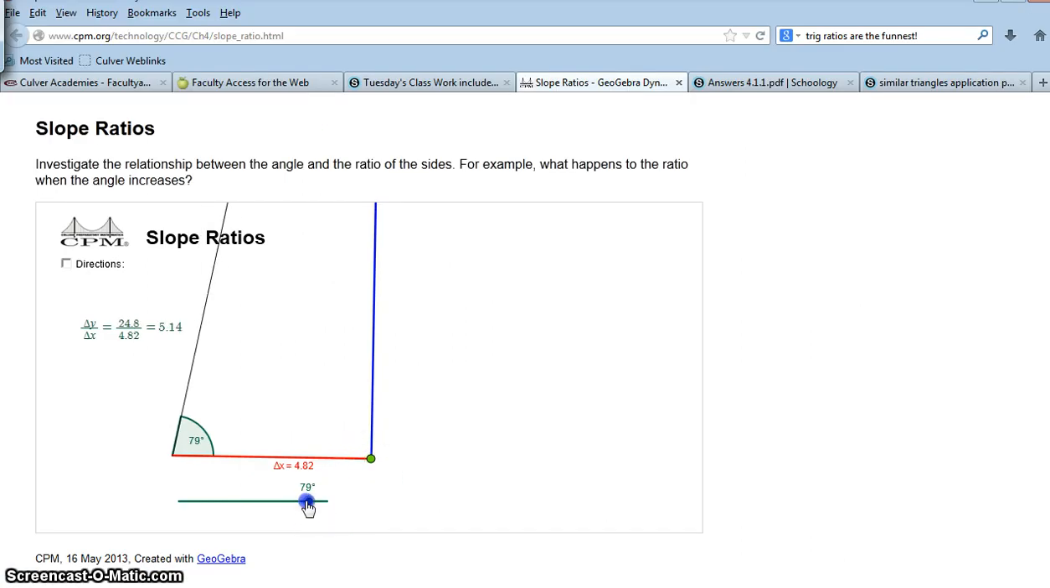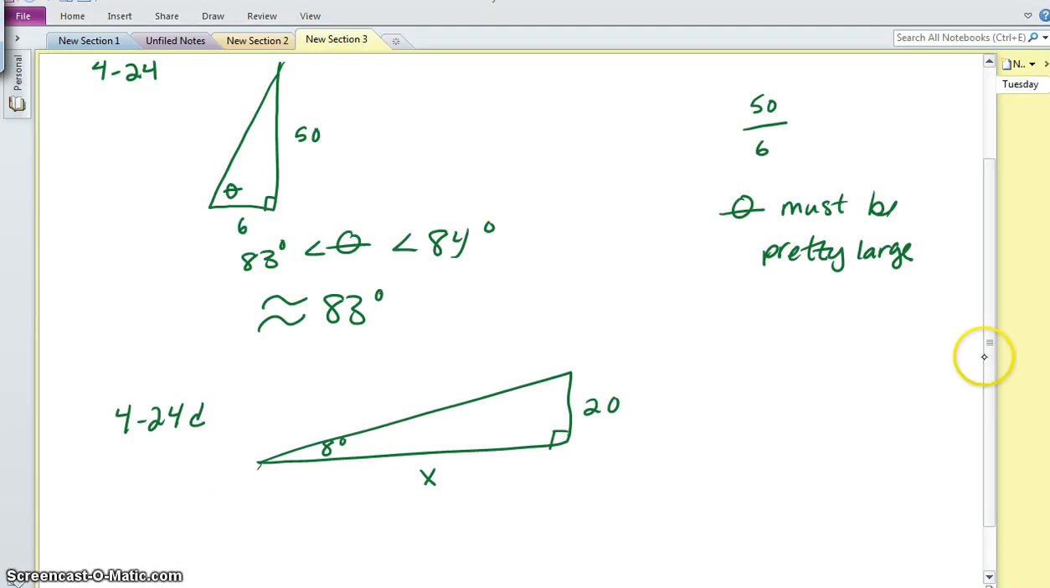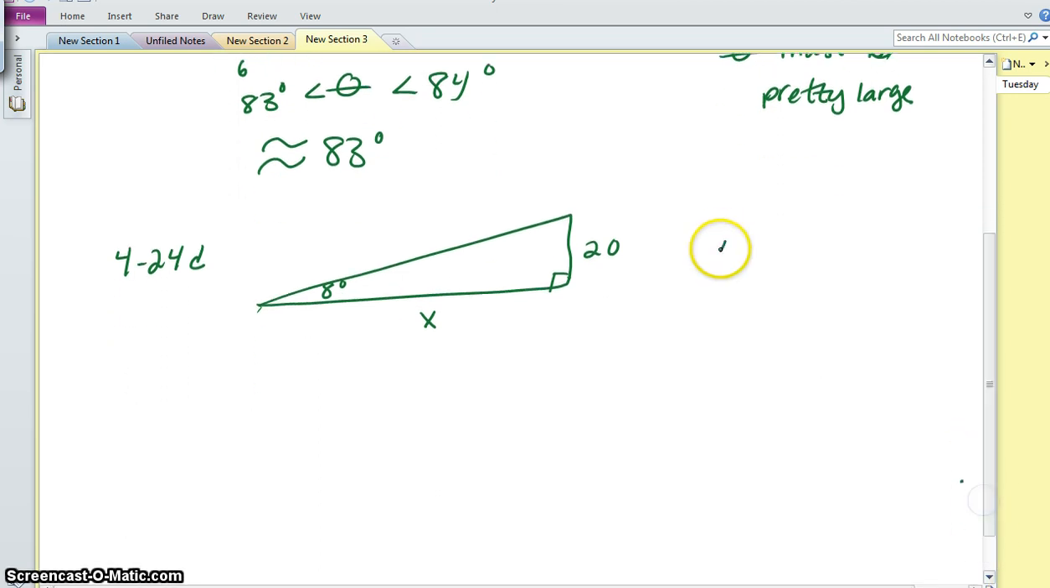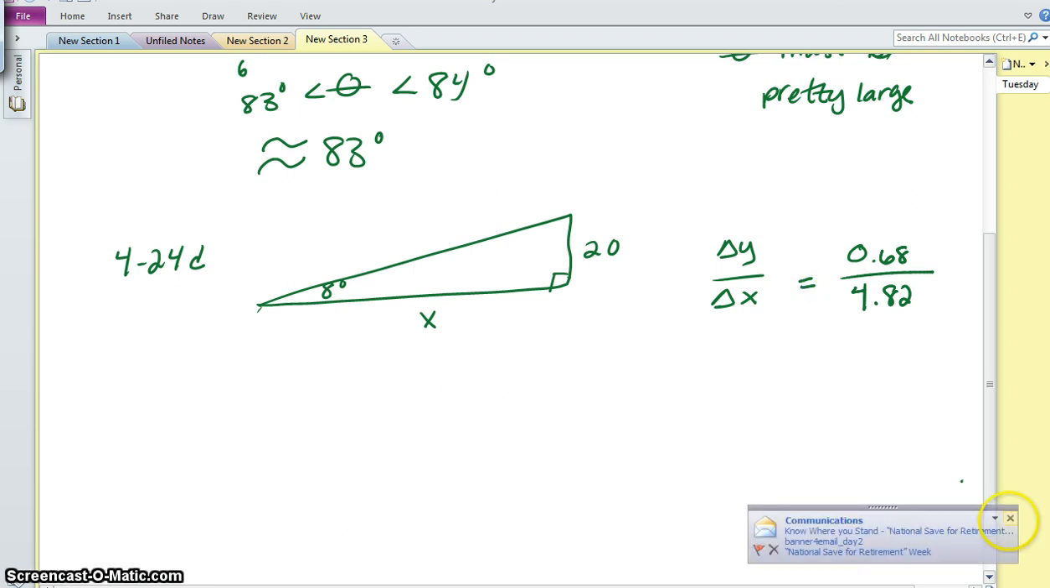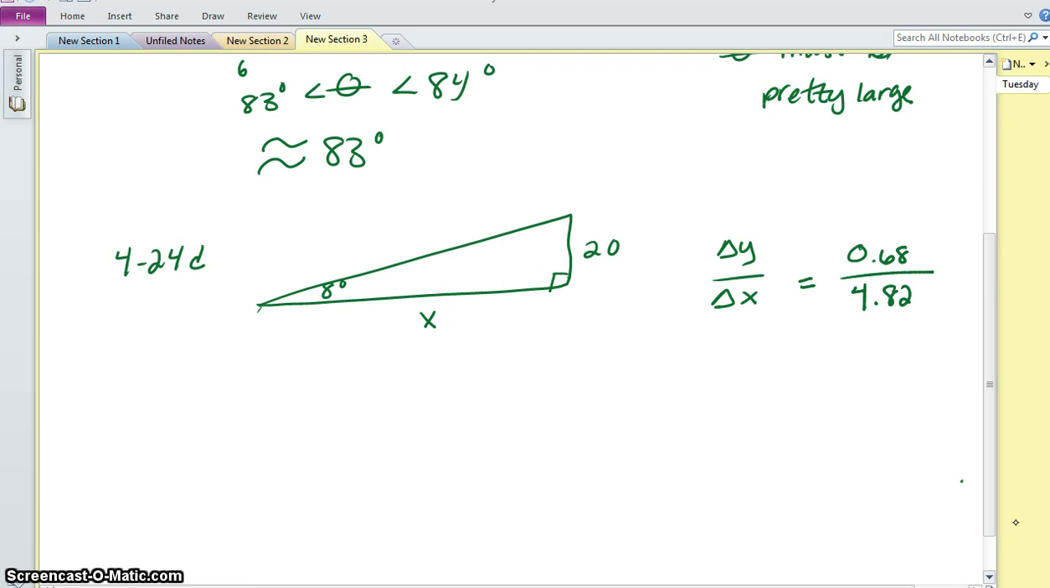Slope ratios, I just need to slide this down until my angle here shows 8 degrees. So down, down, down, to 8. So 0.68 over 4.82 is my change in y by change in x. So the slope ratio for an 8-degree angle is 0.68, or 68 hundredths, over 4 and 82 hundredths.